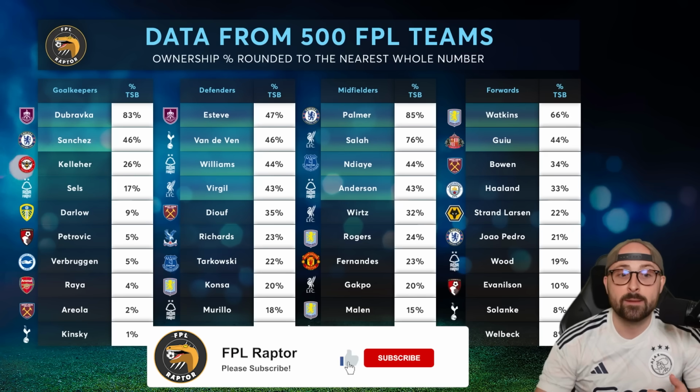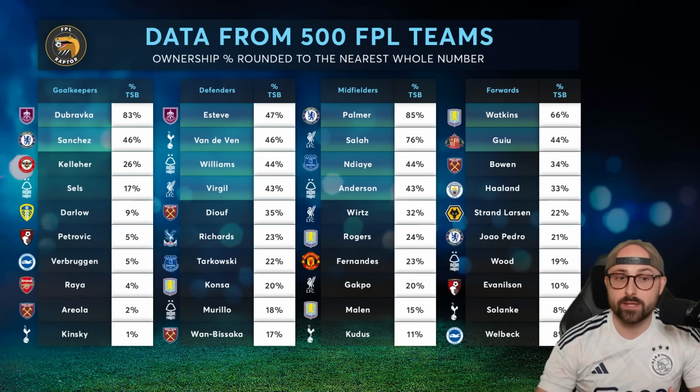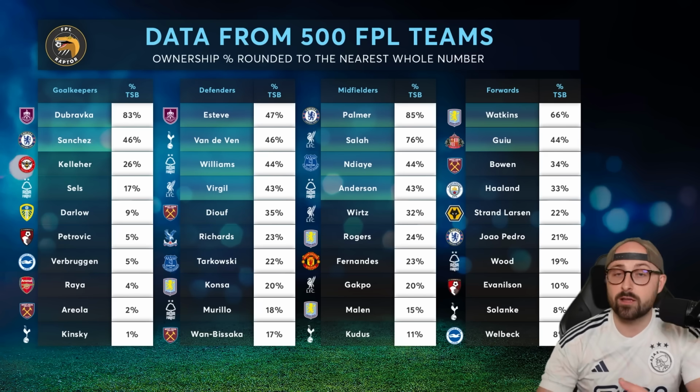So I get it. After Florian Wirtz at 32%, you've then got Rodgers and Fernandes at 24 and 23, Gakpo at 20, and you've got the likes of Marlon and Kudus a little bit lower. So if people aren't going for Florian Wirtz, it's to chuck someone like a Morgan Rodgers, a Fernandes, or a Gakpo in there. I think all three of those could offer really nice value as well.